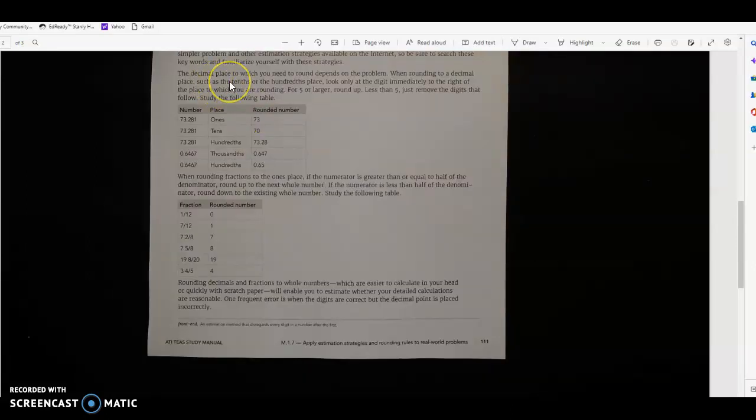Then you need to review how to round decimals. In this particular example here, the number 73.281, we're going to round to the ones place. So remember, the ones place is the first digit on the left-hand side of the decimal point. This is the number we're going to round to, but we have to look at the digit that's to the right of that. That's a 2. And our rule is for 5 or larger, round up. Less than 5, just remove the digits that follow. So this is a 2, this is less than 5, so I'm going to leave this digit the way it is, and then drop everything on this side of the decimal point. So it's a rounded number of 73.